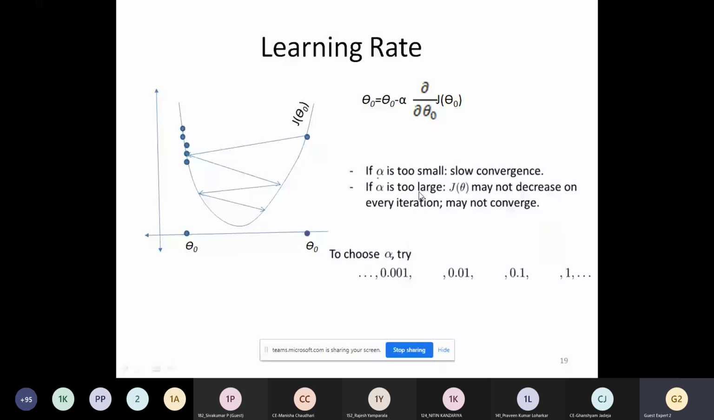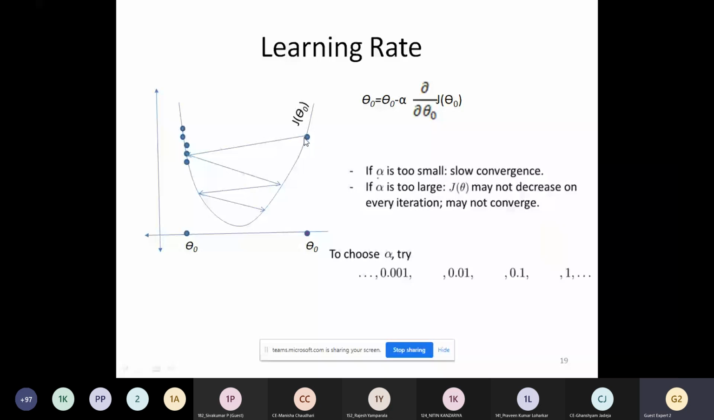So what is alpha? The learning rate. It is used to control the step size. The value of alpha should not be too small. If it is too small, then your gradient descent will take a large number of iterations, so the convergence is slow. If alpha is very large, then it takes large steps. I mean, it increases or decreases the value of theta by a large amount.